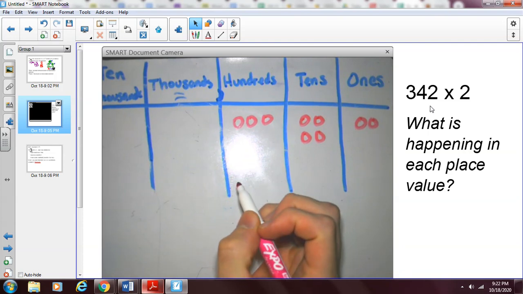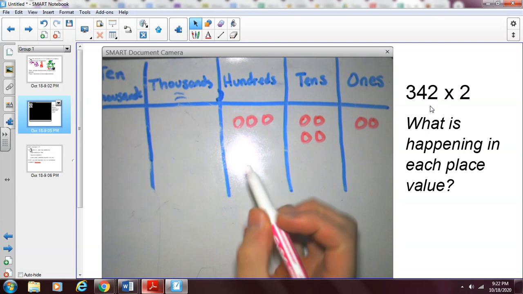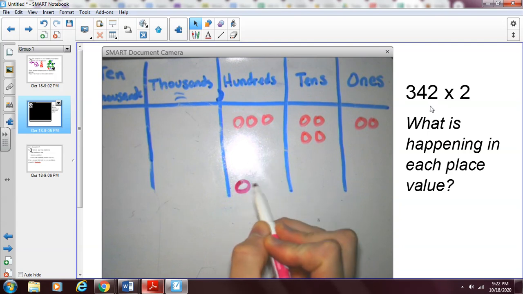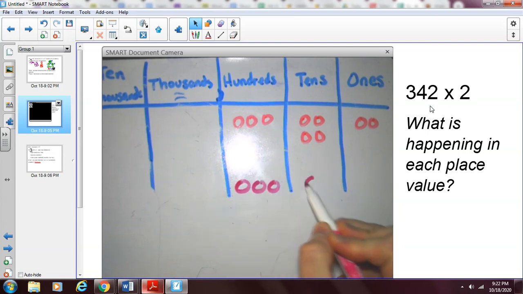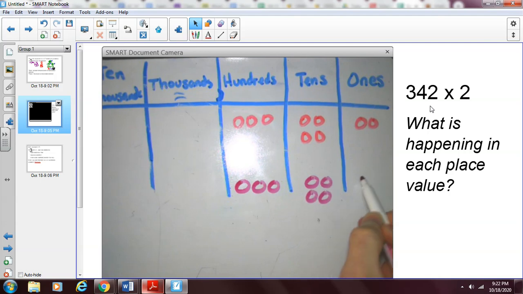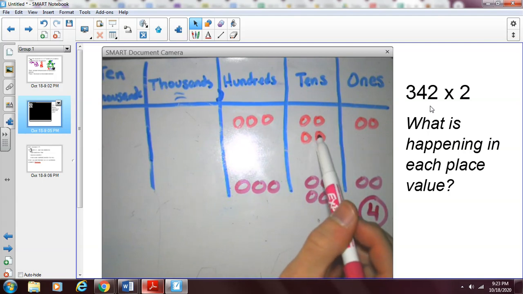So I'm going to draw beneath the glare over here so you guys can actually see what's on the board. And I'm going to draw 342 and 342. So I have 342, and I have it 2 times. So now let's check out what's happening in each of my place values. Well, in my ones place, I had 2 ones, and when I multiply 2 ones times 2, I get 4 ones. And then over here, I had 4 tens.